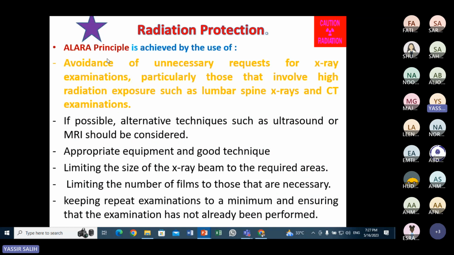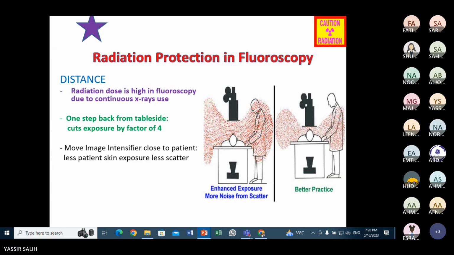What is the LARA principle? What does LARA stand for? A for what? L for? As low as reasonably achievable.